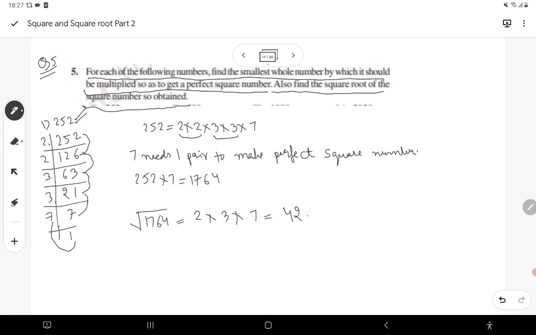So let's see which numbers form pairs and which do not. 2 into 2 forms a pair, 3 into 3 forms a pair, and 7 does not form a pair. So if 7 gets a pair, it makes a perfect square number. So if we multiply 252 by 7, it comes out to be 1764, which is a perfect square number. And we have to ask for the square root of the perfect square number. So the square root of 1764 would be 2 multiplied by 3 multiplied by 7, which comes out to be 42.